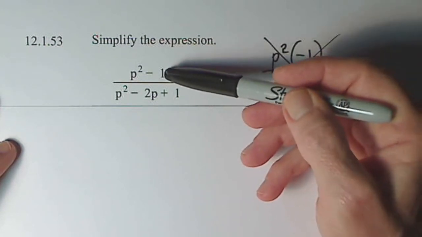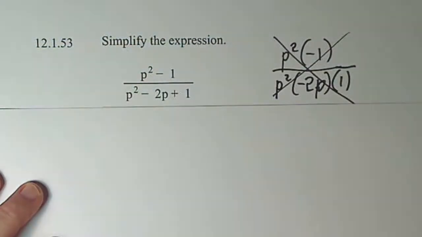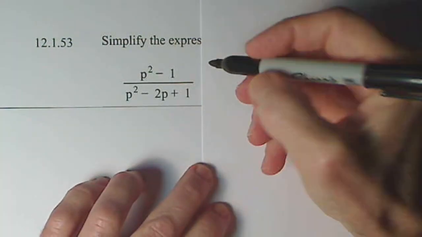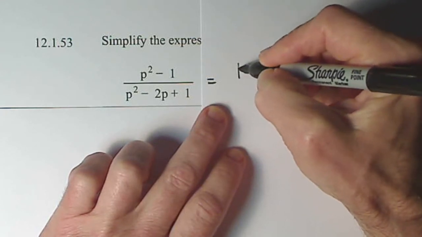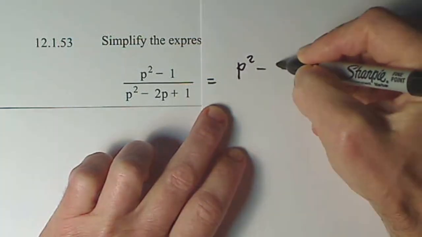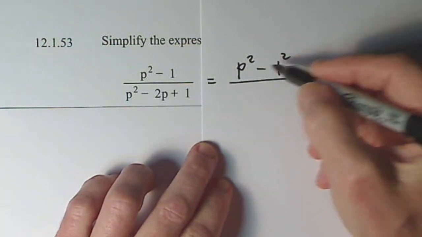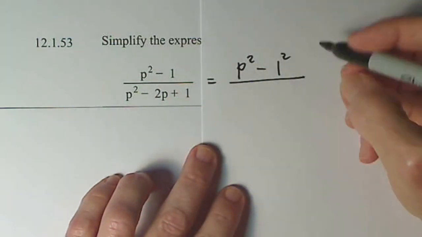You have two terms. Is it a difference of squares? This one's not readily recognizable, but it is a difference of squares. P squared minus 1, let's see. I think I'll try to work sideways here. P squared minus 1 can be written, this might help you see it a little more clearly, as p squared minus 1 squared. Okay? So that's a difference of squares. For the denominator, it's a little bit more involved, but not terribly.